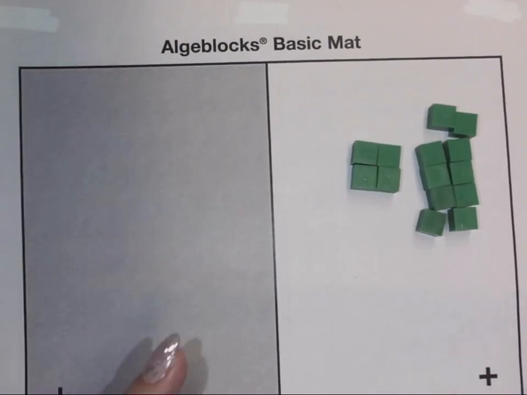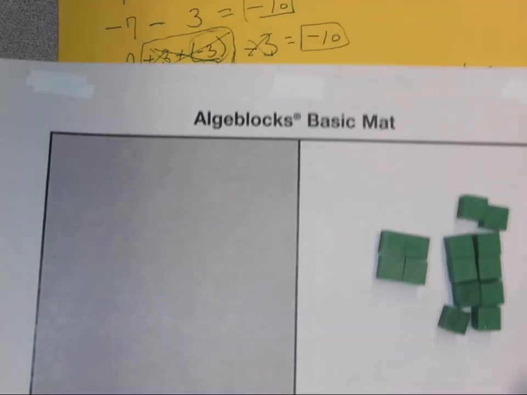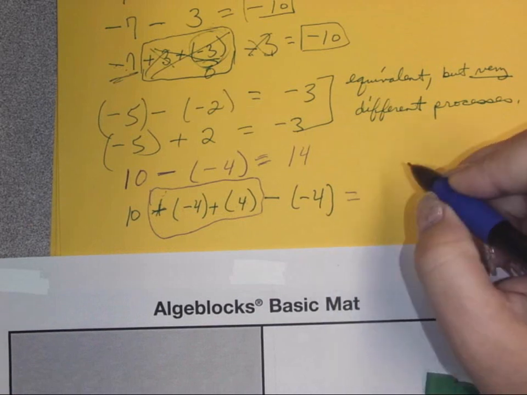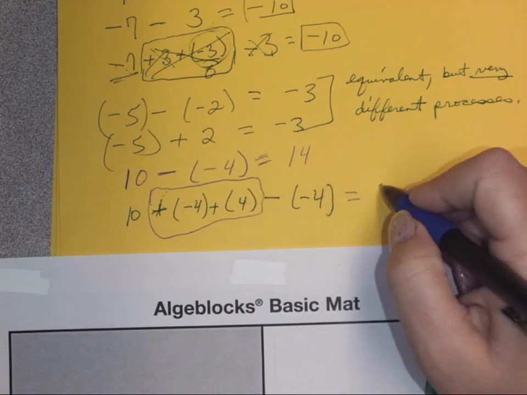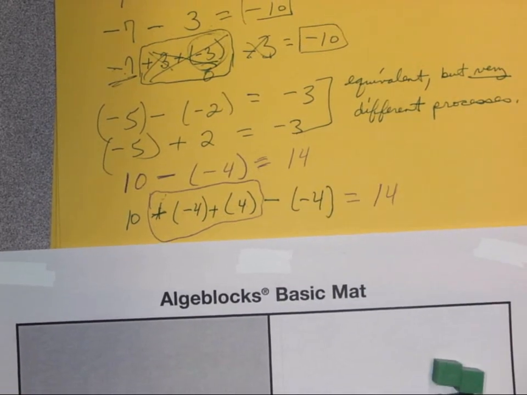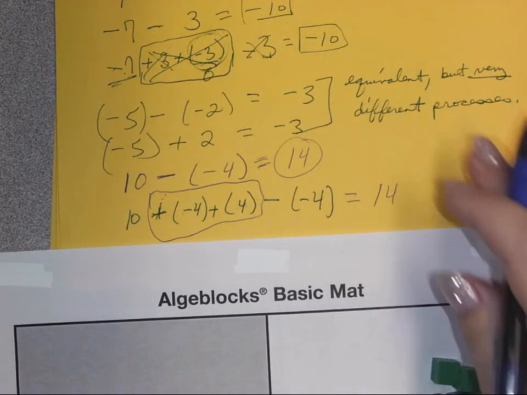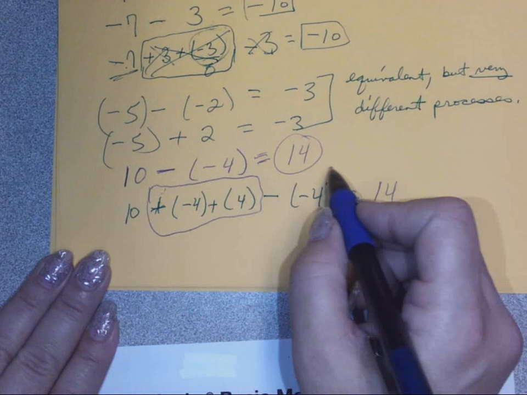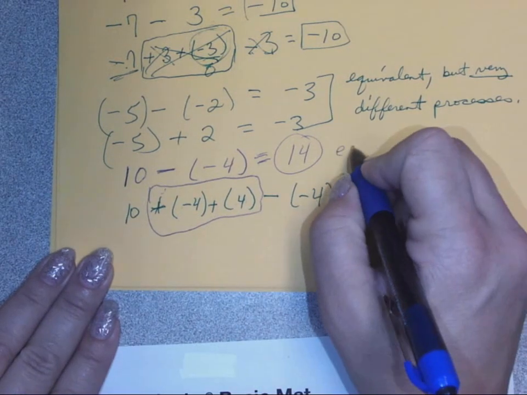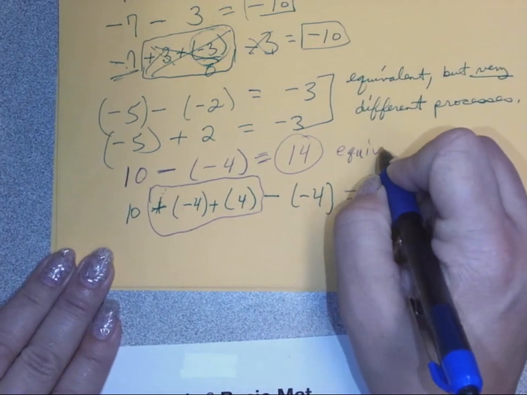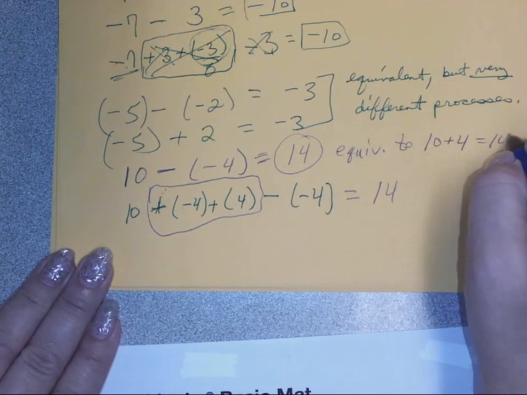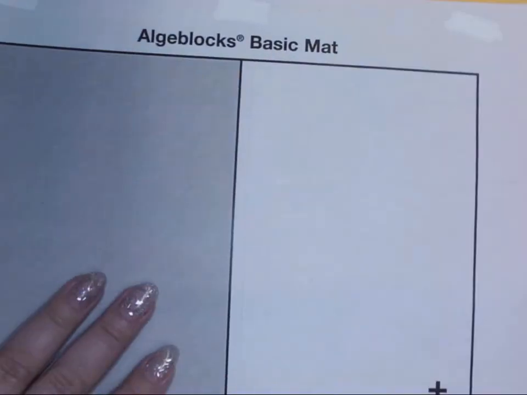In order to take off the -4, first I have to use my 0 pairs concept, and then I have something to take off. So this guy is equal to 14, okay? That guy was equal to 14. Now, a lot of people try to tell me, wait a minute, Dr. Webster, I know this is equivalent to 10 plus 4. That gives me 14 also. And you are absolutely correct.